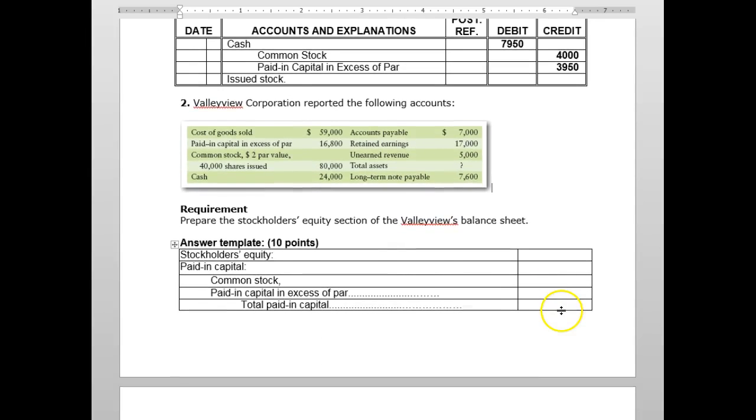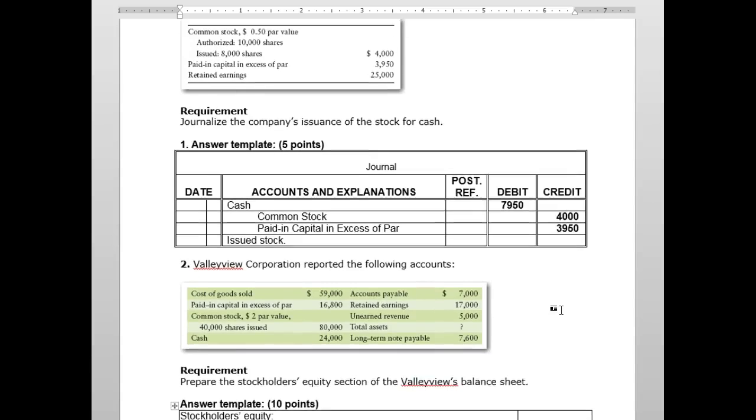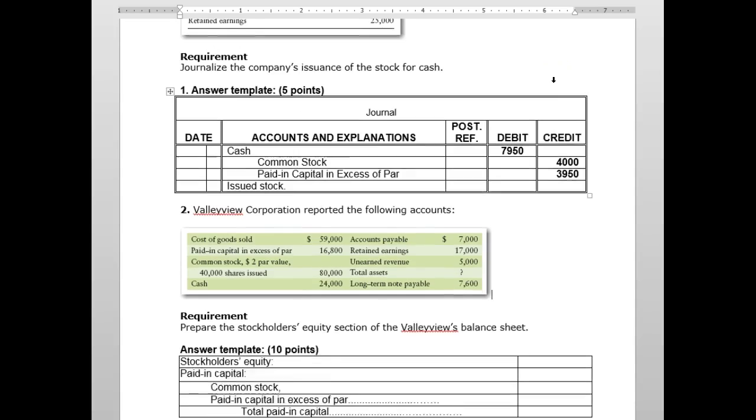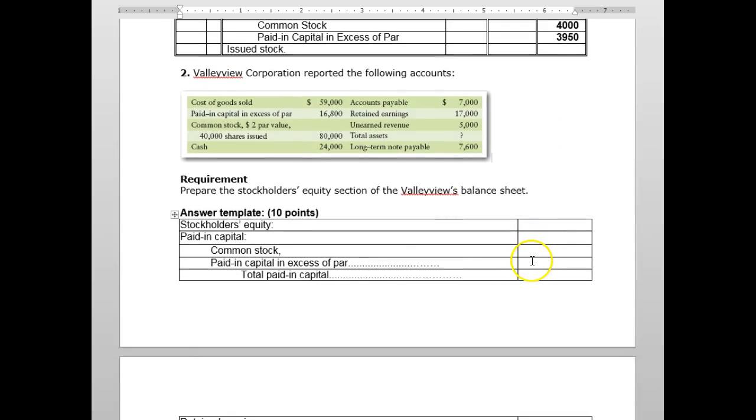Now this question's just a little bit different. This is your equity section of the balance sheet. Now we're going to create one of those. Literally, this is the title, and it wants to know what common stock is. Well, if I come up here, I see common stock, $2 par, issued $80,000. This is all in dollars. So common stock is listed here at $80,000.